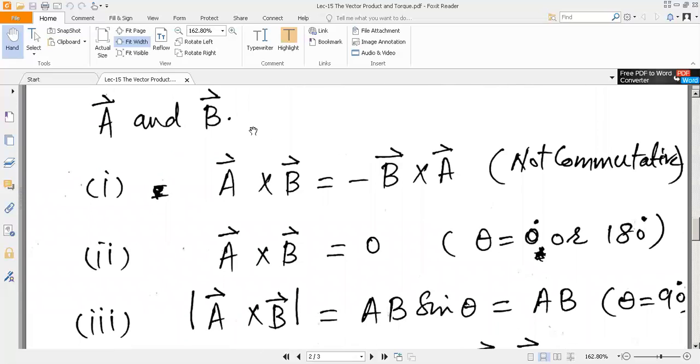Some of the characteristics of cross product are mentioned here. As we know that A and B are making an angle theta with each other, so we can say that cross product or vector product of these two vectors A and B is not commutative. Means we cannot say that A cross B is equal to B cross A, but it is equal to minus B cross A. So we say that cross product or vector product is not commutative.